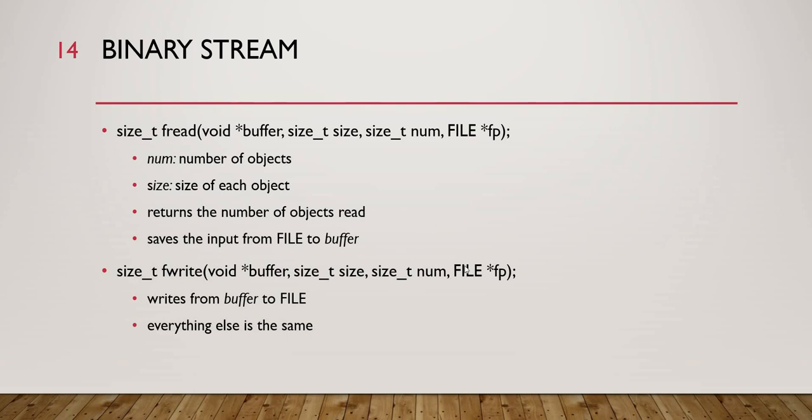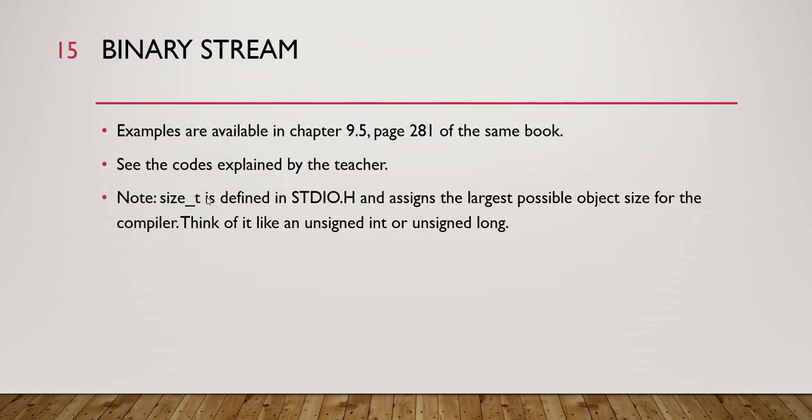Okay, so the only difference between fread and fwrite is that fread takes input from the file and stores it to the buffer, and fwrite writes from the buffer to the file. Everything else is the same. Okay, so the examples are available in chapter 9.5 on page 281 of the same book, that means Teach Yourself C.